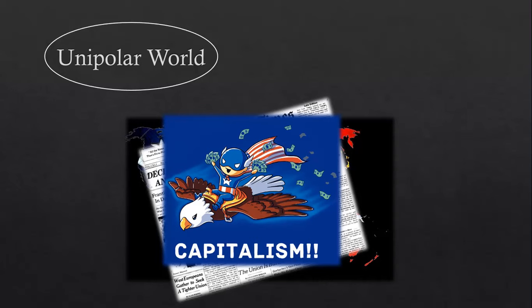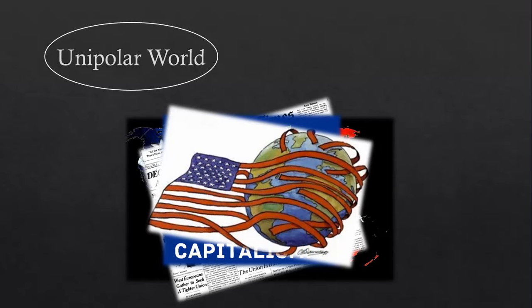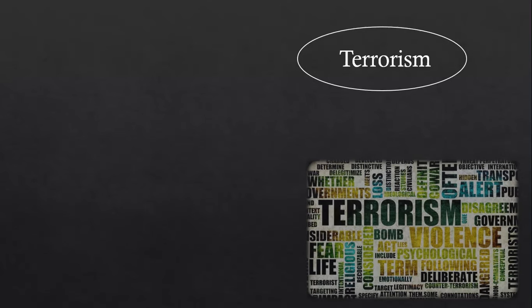And we know that the capitalist system is represented by the United States. So the world is no longer divided into two poles, but one, capitalism represented by the superpower United States. The next term is terrorism.